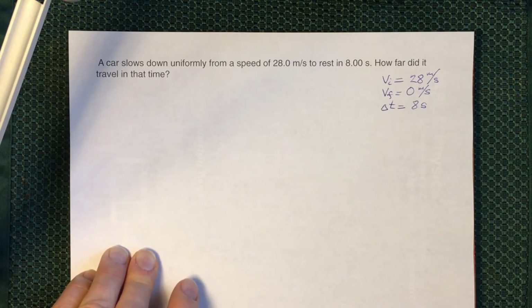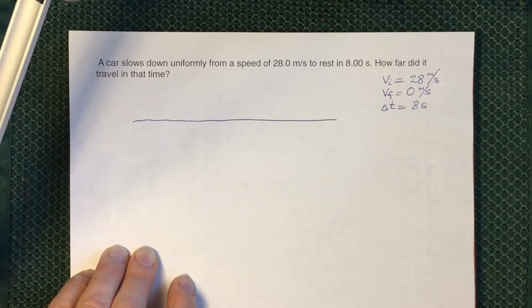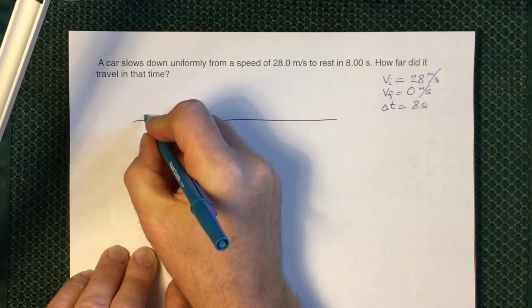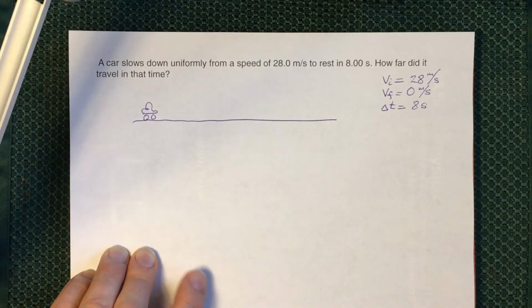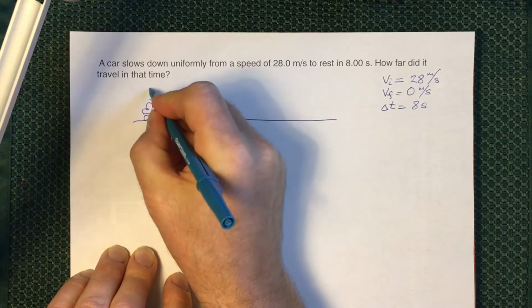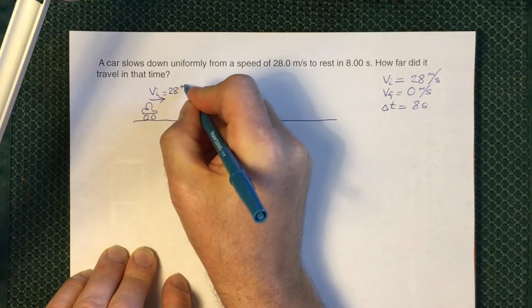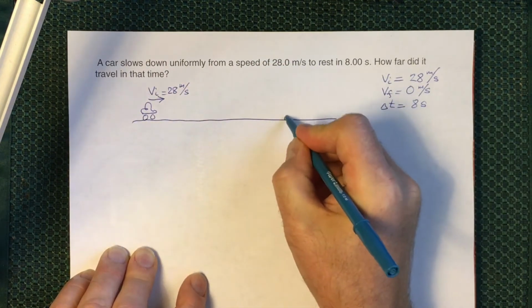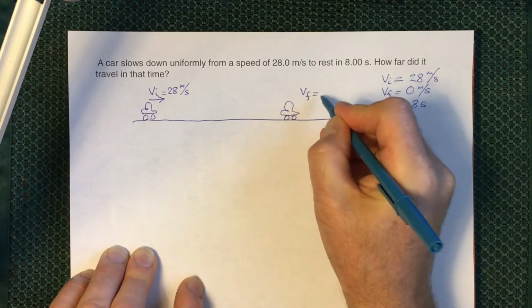Next step, you have to visualize the situation. Just draw a simple but informative picture. I will draw the horizontal path. I will show the car originally. It doesn't matter how good your picture looks, but you have to show this. I will indicate the initial velocity I do have, and this is 28 meters per second. Then I have the final velocity of the car, which is 0. So the car is at rest.